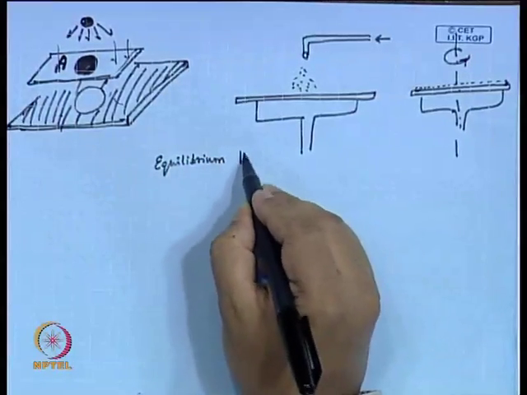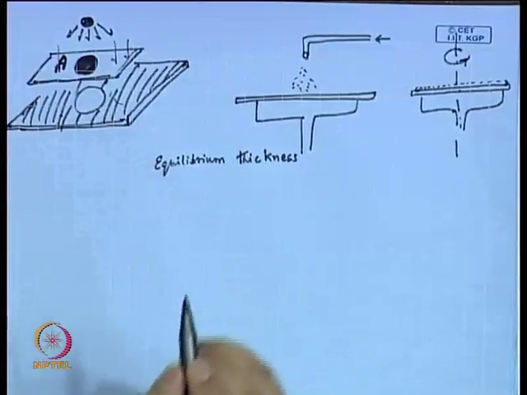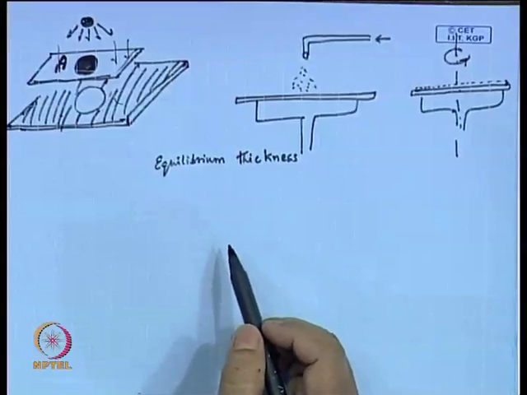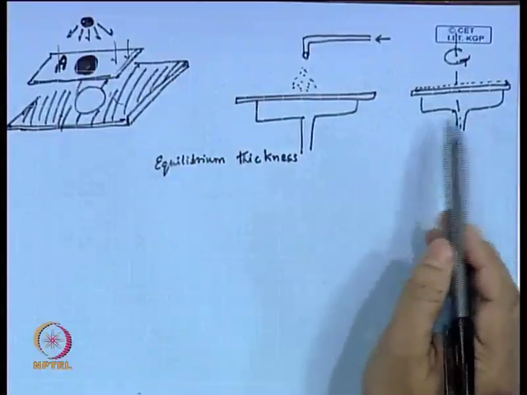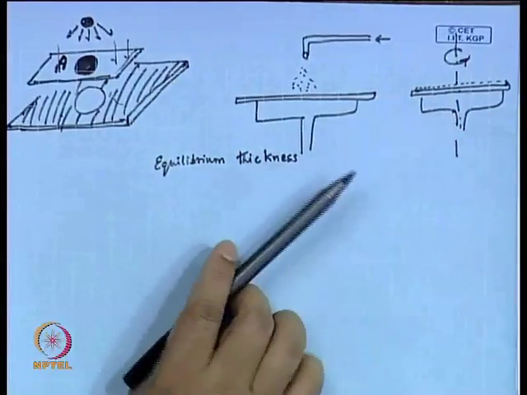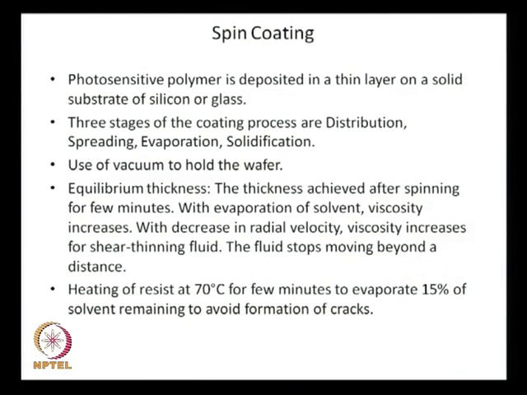Equilibrium thickness. What could be this equilibrium thickness? And more important, equilibrium thickness is if you rotate this material for some time. In fact, I have defined on the slide this equilibrium thickness: the thickness achieved after spinning for a few minutes with evaporation.